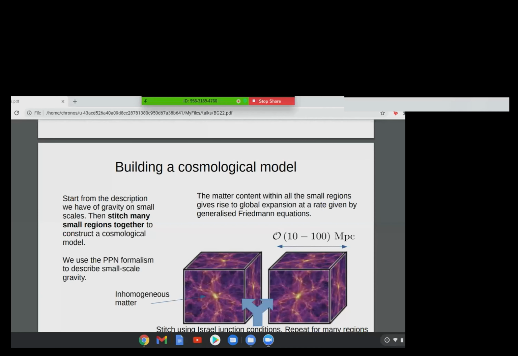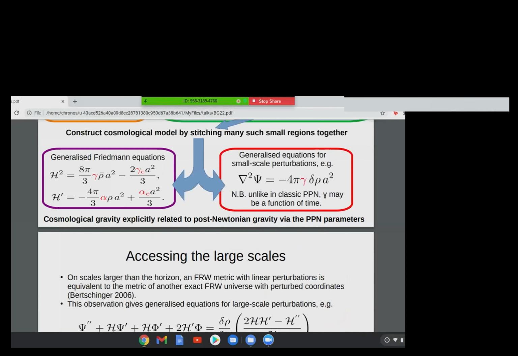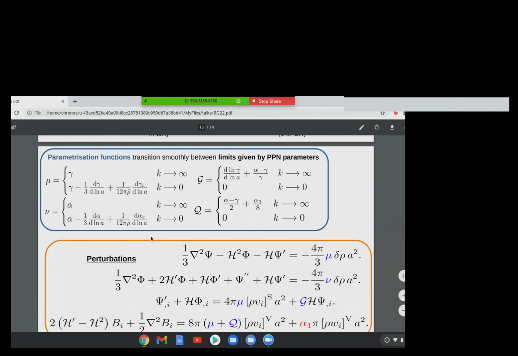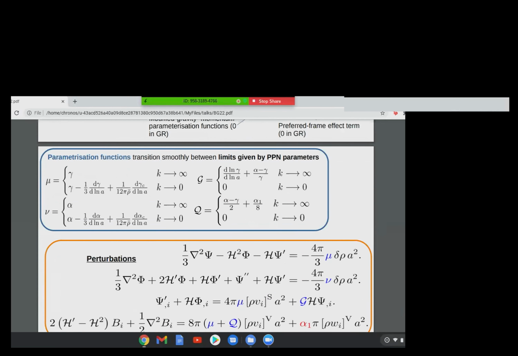Again, let me go to maybe the final slide. So the point is that these are smooth functions. They're functions of time, obviously, of cosmic time or conformal time or whatever, and also of spatial scale. And we don't know what they look like in the intermediate regime precisely. What we do know is that on very small scales, they have to be fixed, for example, mu has to be fixed to be gamma because it has to be consistent with the post-Newtonian framework on the small scales where that framework is correct.